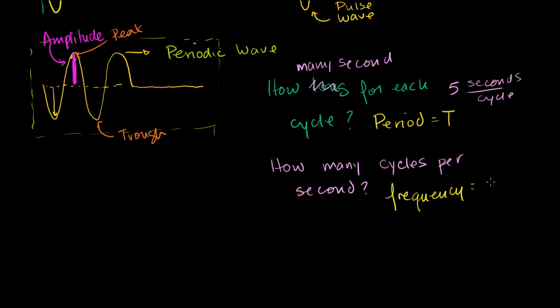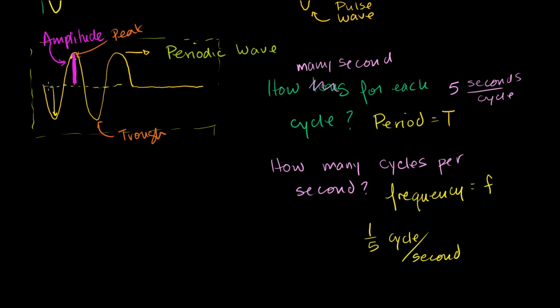Frequency is normally denoted by an F. And this you're going to say cycles per second. So if you're going 5 seconds per cycle, that means you're doing 1/5 of a cycle per second. All I did is invert that right there, and that makes sense because the period and the frequency are inversions of each other.